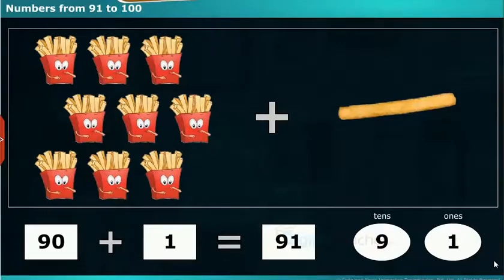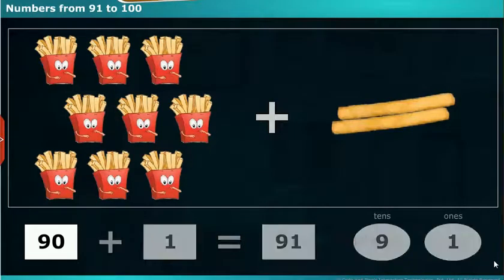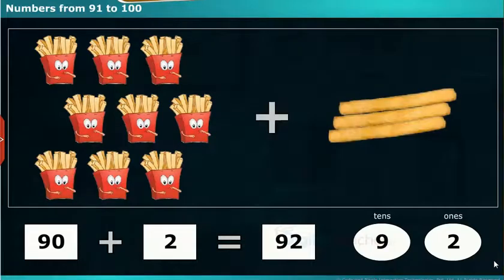He ate 1 more fry. So, 90 plus 2 is equal to 92. Total is equal to 92 fries. He ate 1 more fry. So, 90 plus 3 is equal to 93. Total is equal to 93 fries.